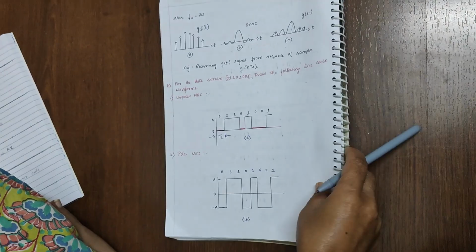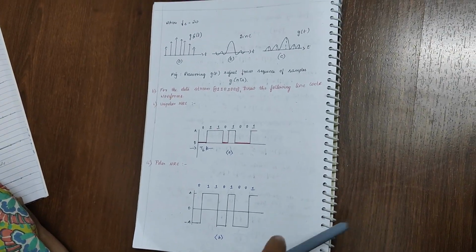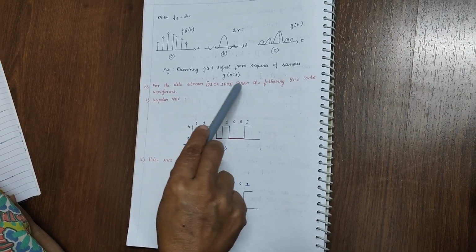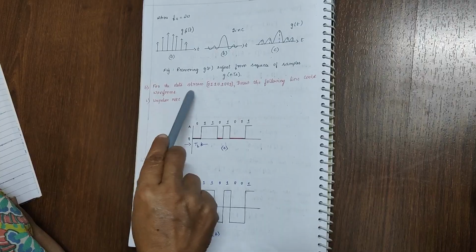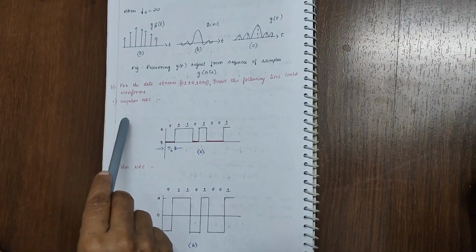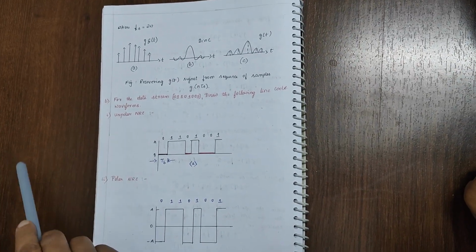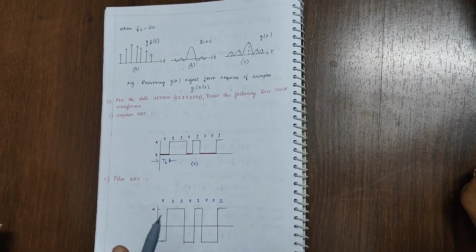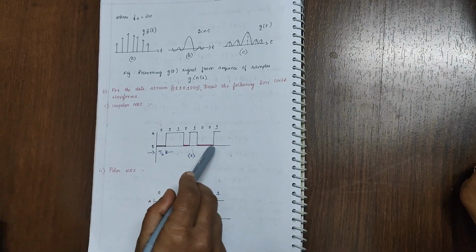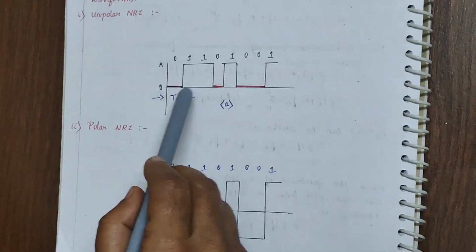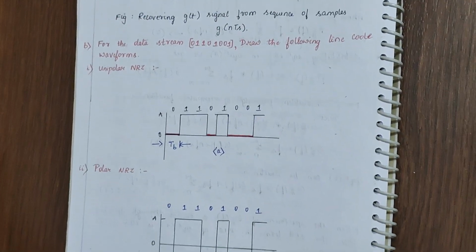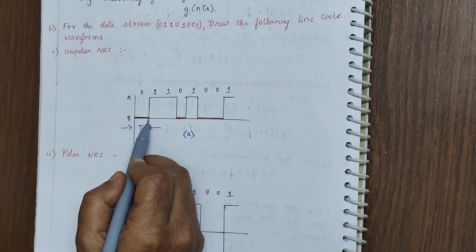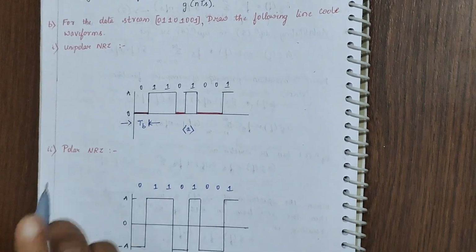Now let us see how the question will be asked in line codes. For the data stream 011010001, draw the following line code waveforms. Let us see the first type, unipolar non-return to zero. We write the data stream and mark equal 1 bit durations. In unipolar non-return to zero, symbol 0 is represented by 0, and symbol 1 is represented by 1.